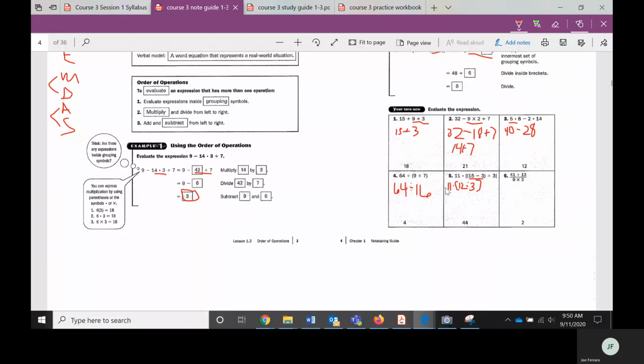But now we still have this in brackets, with the 11 staying out here. We have the multiply. 12 divided by 3 is 4. And then 11 times 4 is 44.